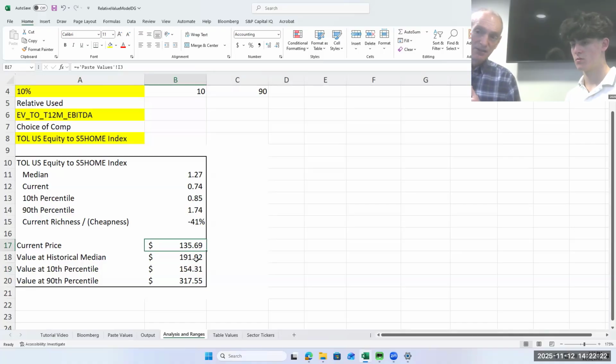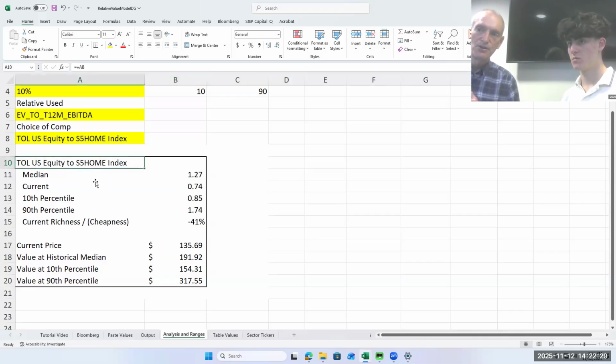I'm not saying you go out and buy it. There may be good reasons, but I'm not comparing them to the S&P 500 and saying, well, they're cheap because they're not a tech stock. Remember, I'm comparing them to other home builders like KB Homes and Pulte and those kind of homes. It's an interesting stock. Do you go out and just buy the stock at 135 when you think it should be in a range of 154 to 317?